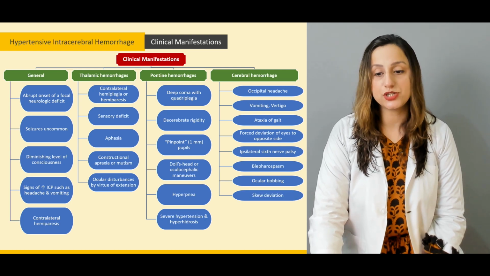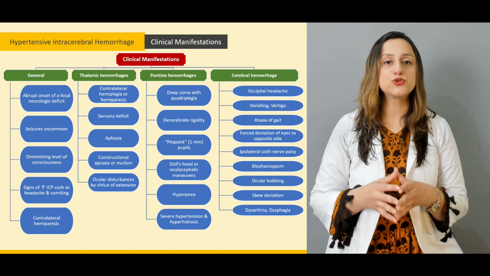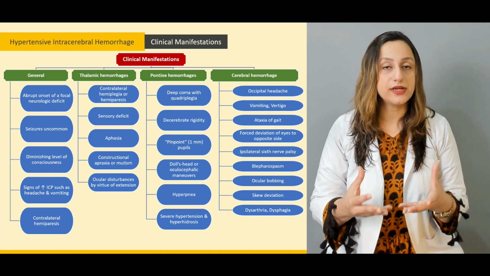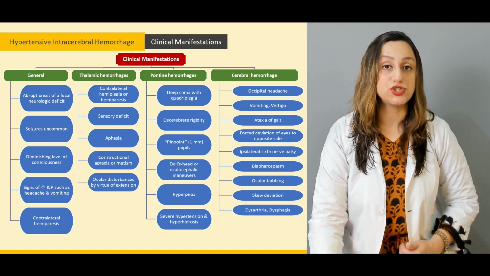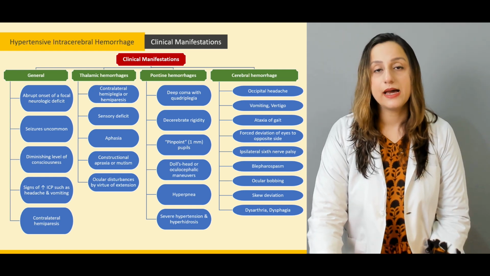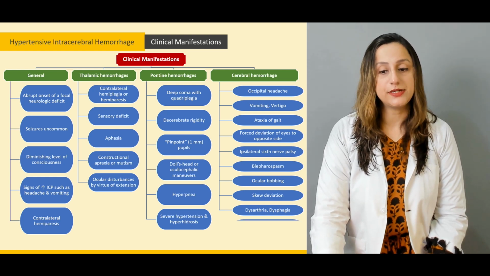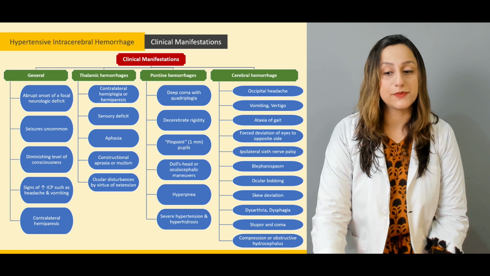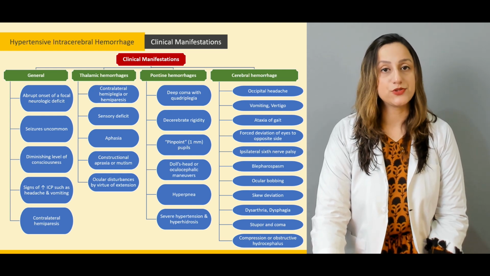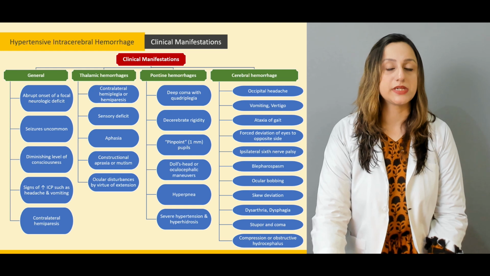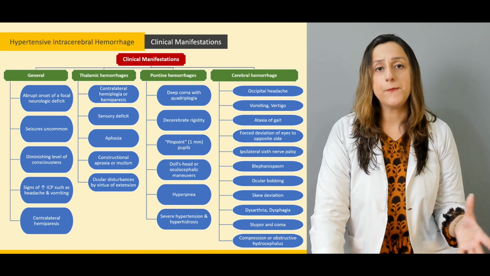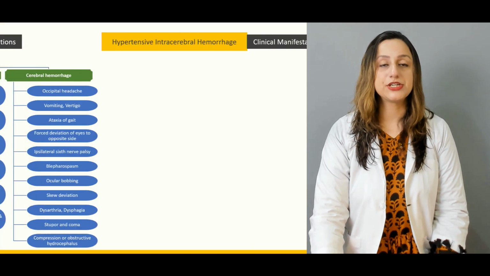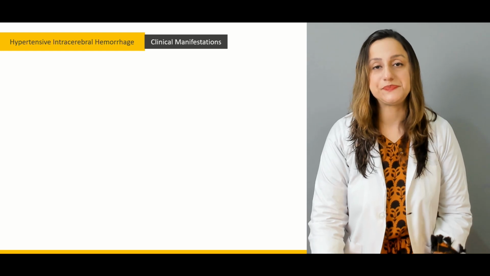We have a skew deviation. Skew deviation is usually a nystagmus noted on downward gaze. Then we have dysarthria, that is difficulty in speech, and dysphagia, that is difficulty in swallowing. It is one of the key factors. Stupor and coma are also important factors. And finally, we have compression or obstructive hydrocephalus noted in such cerebral hemorrhages. Particular lobar areas can be affected whenever we have these lobar connections.